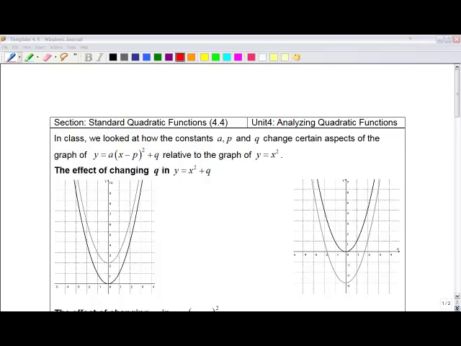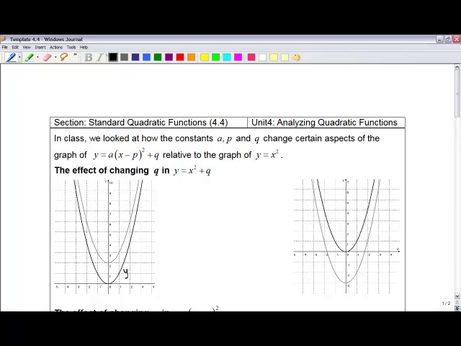Welcome to analyzing quadratic functions for Pre-Calculus Math 11, and we're going to take a look at standard quadratic functions, which is section 4.4. Last class, we took a look at that math lab where we looked at constants A, P, and Q, and basically how they change certain aspects of the standard parabola. When we look at these graphs, what we should have noticed is a recurring trend depending on where the number was located. So I have a few graphs here.